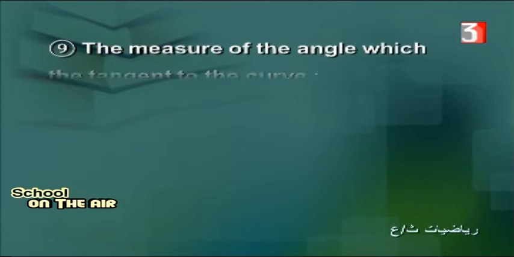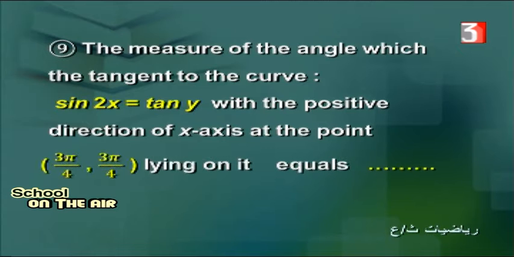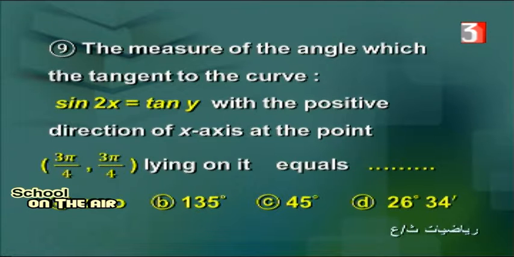Number 9. The measure of the angle which is the tangent to the curve sine 2x equals tan y with the positive direction of the x-axis at the point 3 pi over 4 and 3 pi over 4 lying on it equals: the angle equals 0, or the angle equals 135 degrees, or 45 degrees, or 26 degrees and 34 minutes.